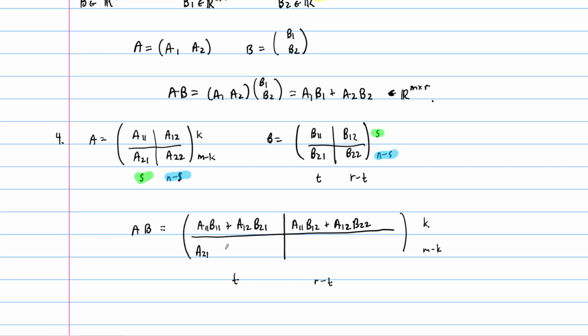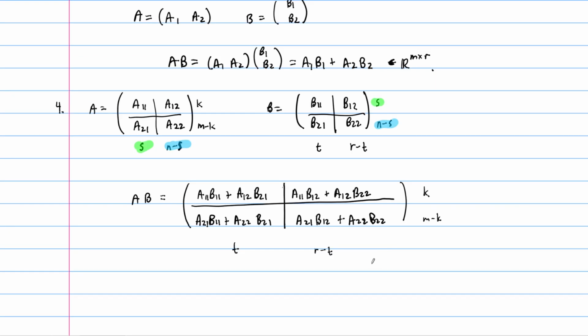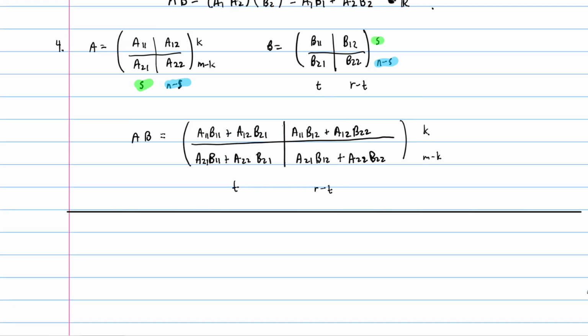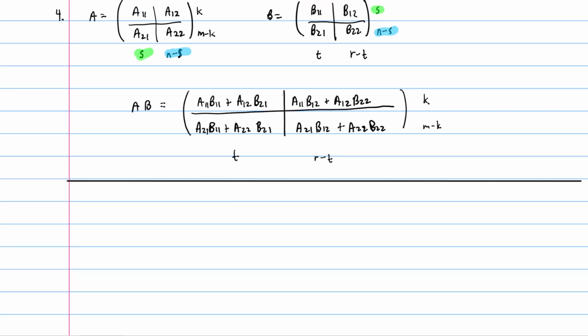You can fill in everything else that's going to happen here. It's pretty straightforward. This is going to be A21, B11 plus A22, B21. This is going to be A21, B12 plus A22, B22. So this is the general idea of how partitioned matrices work and how we can do arithmetic with them. Let's end this lecture with an example, and this will be it for this one.